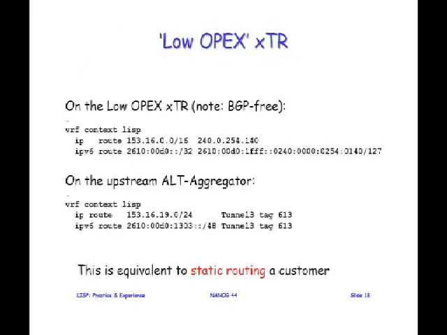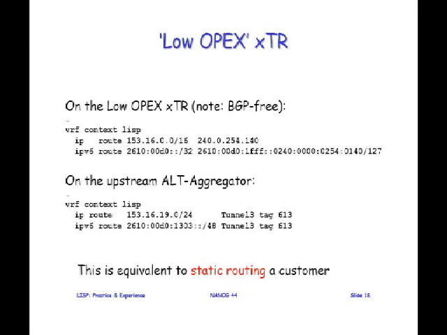So we're trying to do another thing too, which is a low OpEx version of all of this, because at the end of the day, if it's CPE based, it's got to be pretty cheap and easy to do. So the way this thing works is, on the low OpEx XTR, it doesn't run BGP. So what you do is you put a static route to the entire EID space, both IPv4 and IPv6, to the other side of the tunnel that you have.